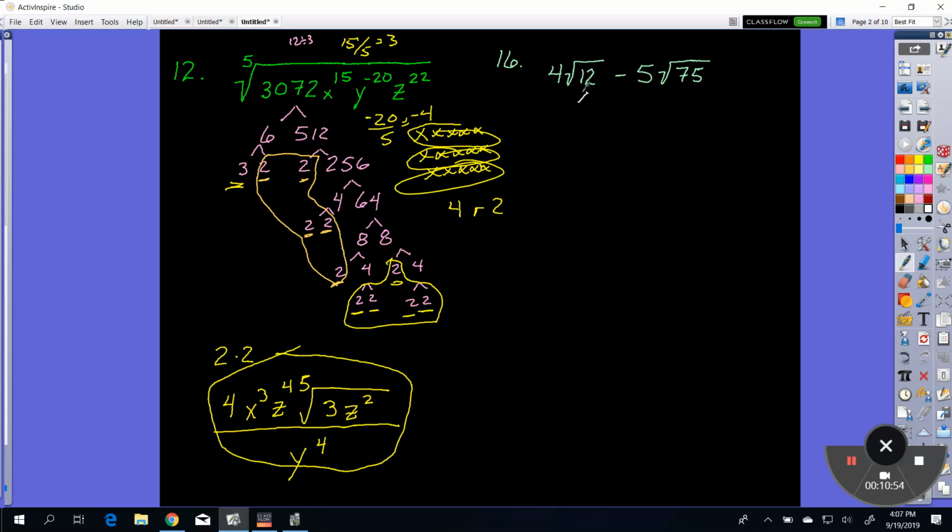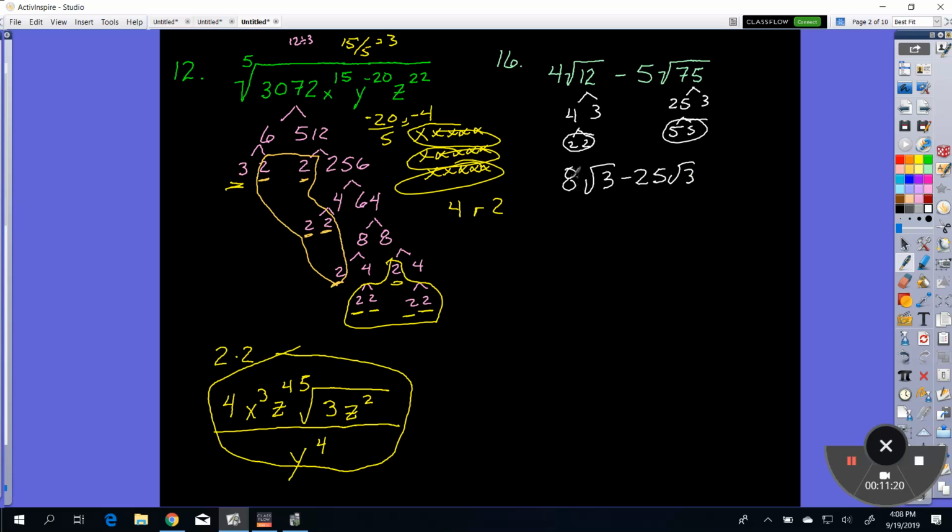So what we're going to do is we're going to break 12 down. 12 is 4 times 3. 4 is 2 and 2, so there's a pair of 2's. They get to come out. So 2 times 4 is 8. The square root of 3 stays in. 75, if I have 75 cents, I have 3 quarters. So 25. So there's a pair of 5's. They come out and they multiply the 5 that's already out here. So that makes 25 square roots of 3.